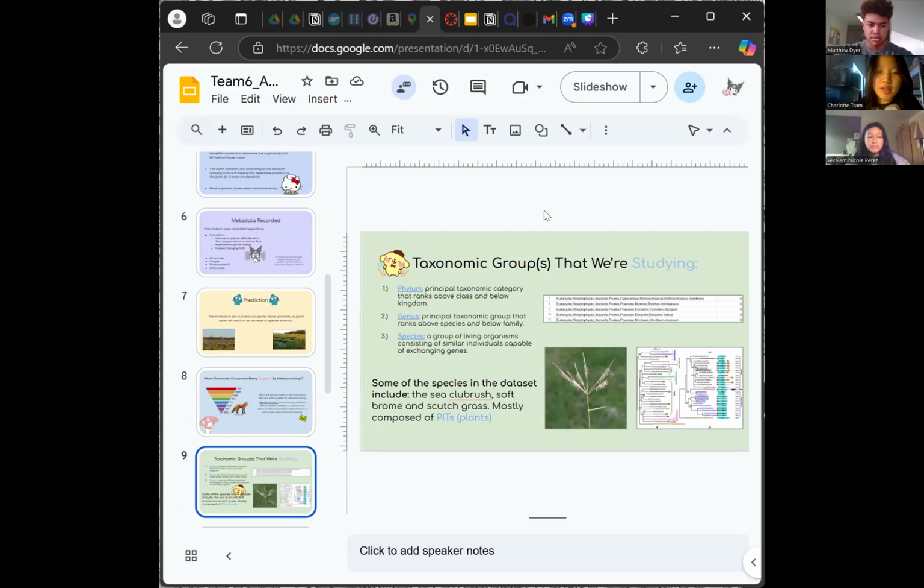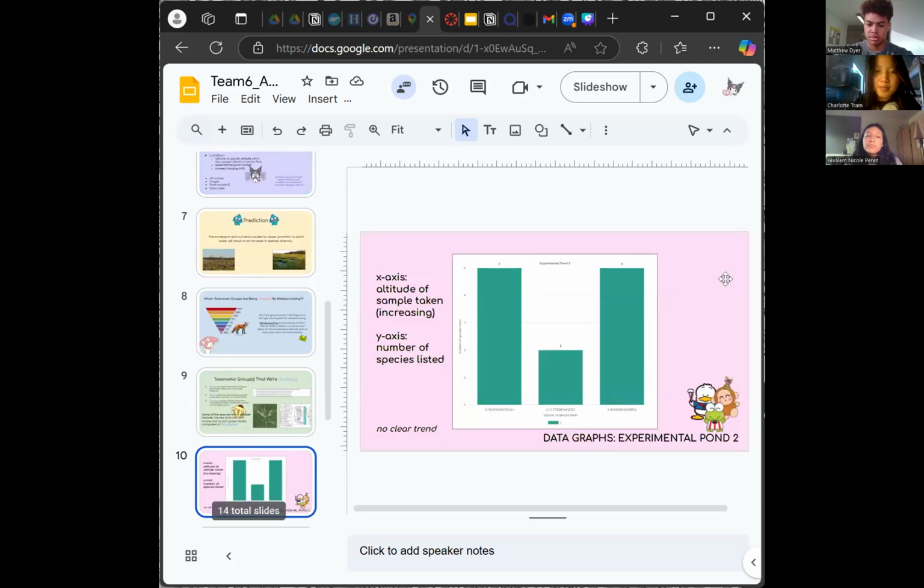The taxonomic groups that we're studying in particular are the phylum, which is the principal taxonomic category that ranks above class and below kingdom, and then genus, which is the taxonomic group that ranks above species and below family, and species, which is a group of living organisms consisting of similar individuals capable of exchanging genes or interbreeding. Some of the species in the dataset include the sea clubrush, soft brome, and scutch grass. This is mostly made up of PITs, which is a metabarcoding code for plants. And these are some diagrams we have, like pictures of the plants and the trees.